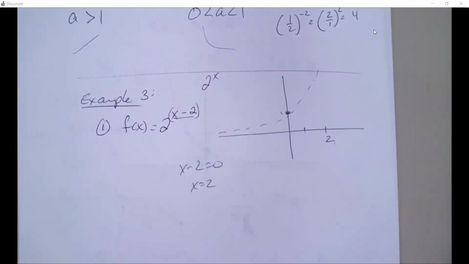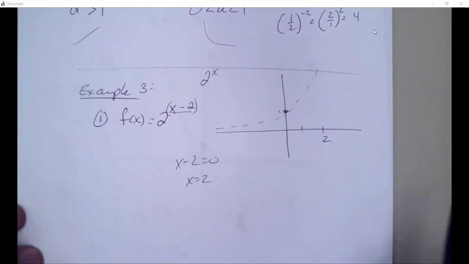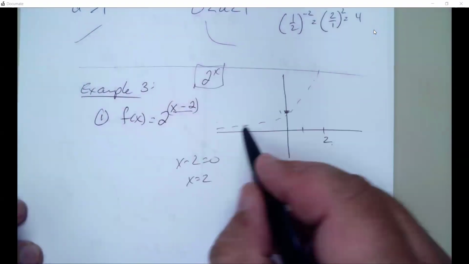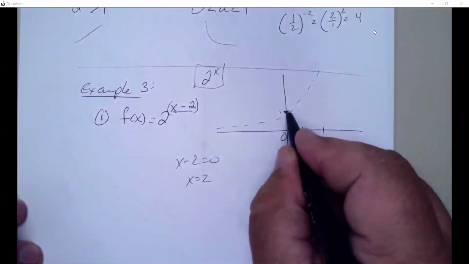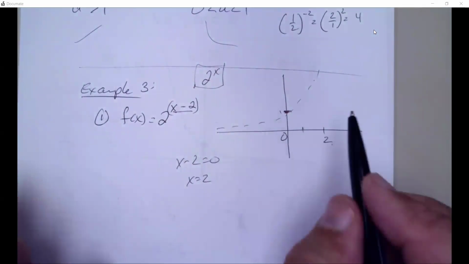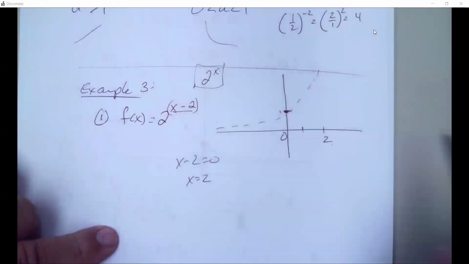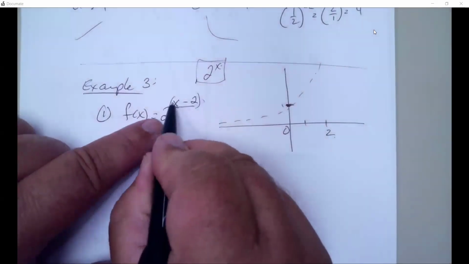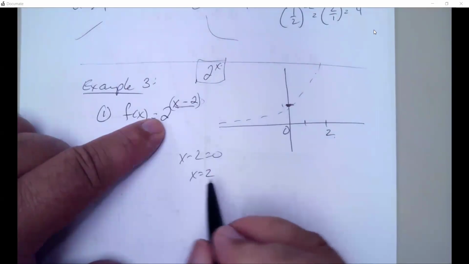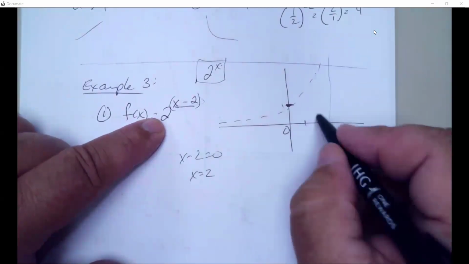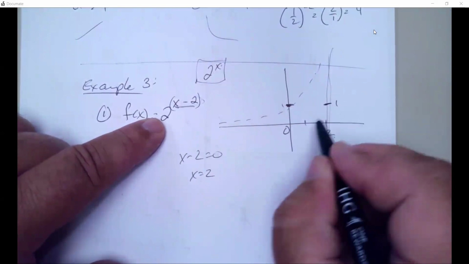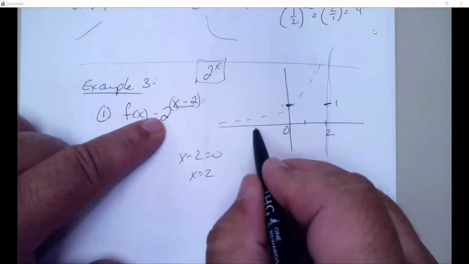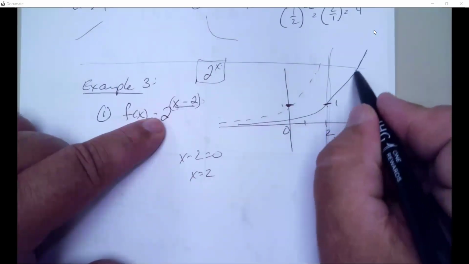No, no, no. You're losing track. We know what this graph looks like. 2 to the power x is this graph. When x is 0, it equals 1, because 2 to the power 0 is 1. Anything to the power 0 is 1. So now with this one, how do I make my top equal 0? When x is 2. So at this point, when x is 2, it equals 1. 2 minus 2 is 0, so the function equals 1. So the graph looks like this.